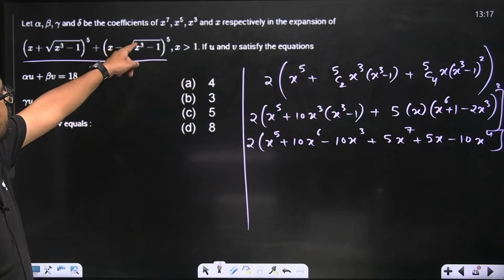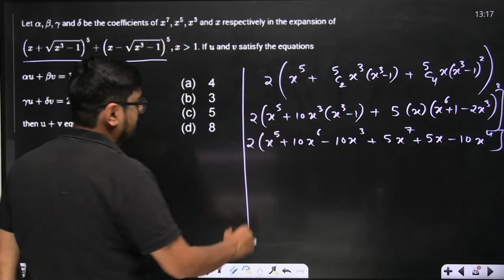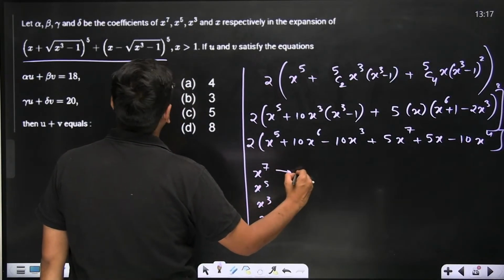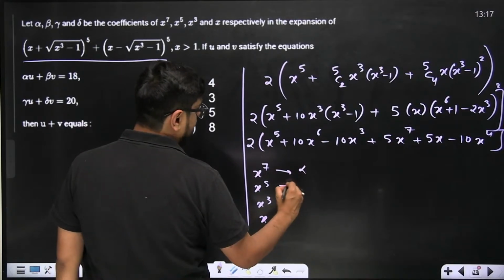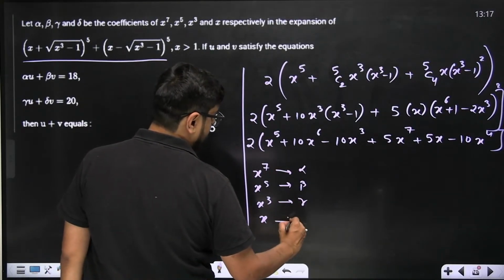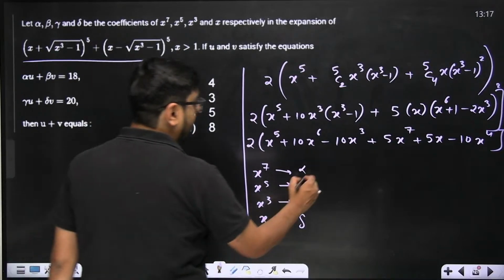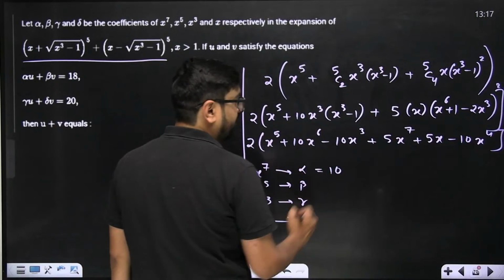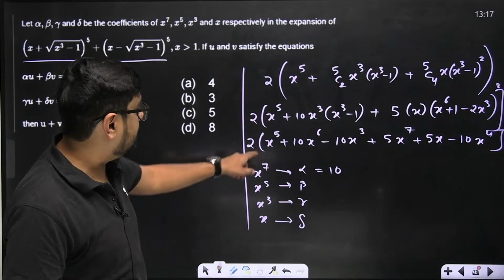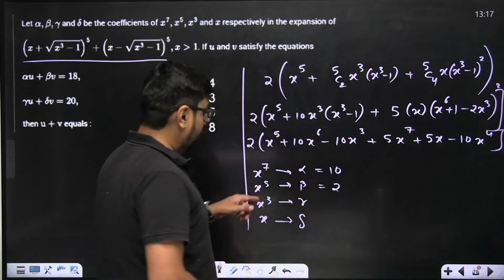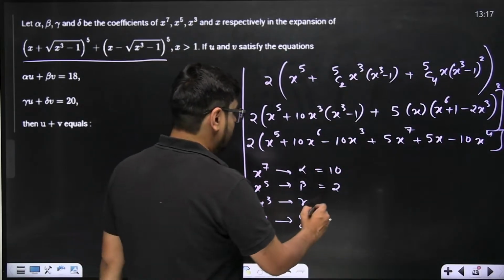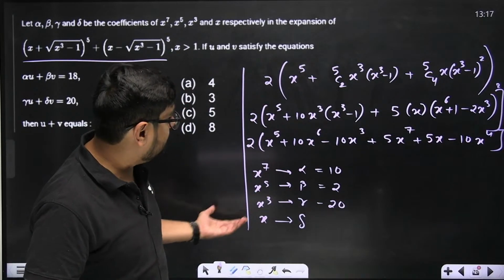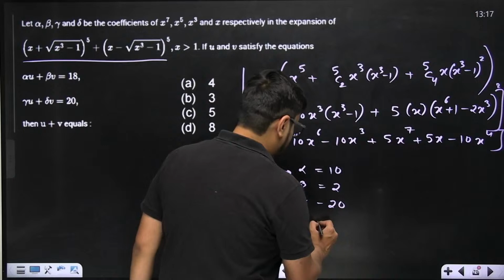So, coefficient of x to the power 7, x to the power 5, x to the power 3 and x. This is your alpha, this is beta, this is gamma, this is delta. Right? Alpha will become what? X to the power 7 coefficient will be 10. 5 into this 2, 10. Right? Coefficient of x to the power 5 will be equal to 2. Coefficient of x to the power 3 will be minus 20. Right? 2 into 10. Coefficient of x will also be equal to 10.